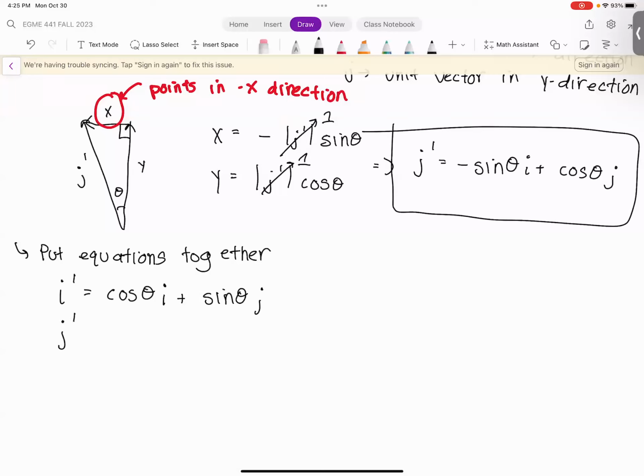And then we have J prime is equal to minus sine theta times I plus cosine theta times J. So we have a two equation system, right? But if you'll notice, both the top and bottom equations have both I and J. And in fact, these are linear equations in I and J as well, and so we can separate this out into a matrix system.